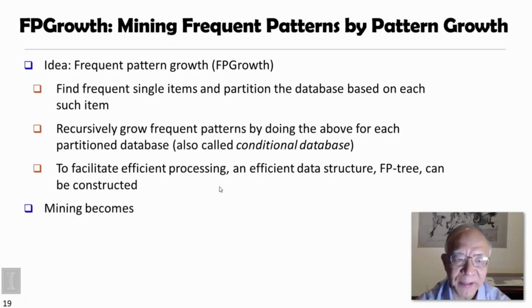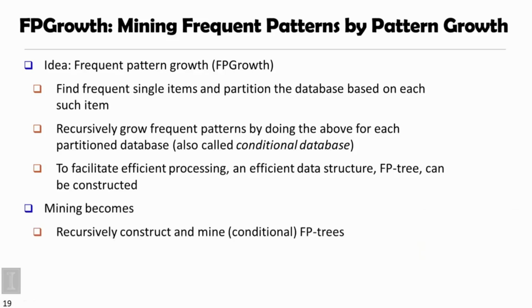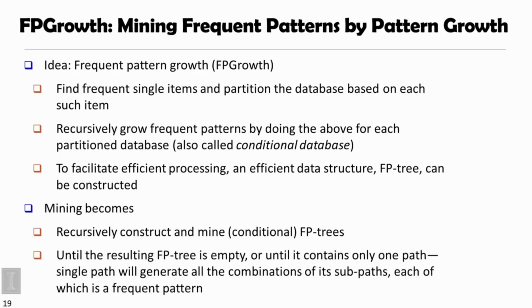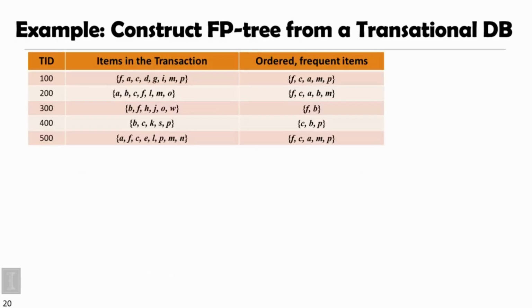The whole mining can be summarized as follows. We recursively construct and mine conditional FP-trees until the resulting FP-tree is empty or until it contains only one path. This single path will generate all the combinations of its subpaths, each of which is a frequent pattern. Let's look at a simple example.